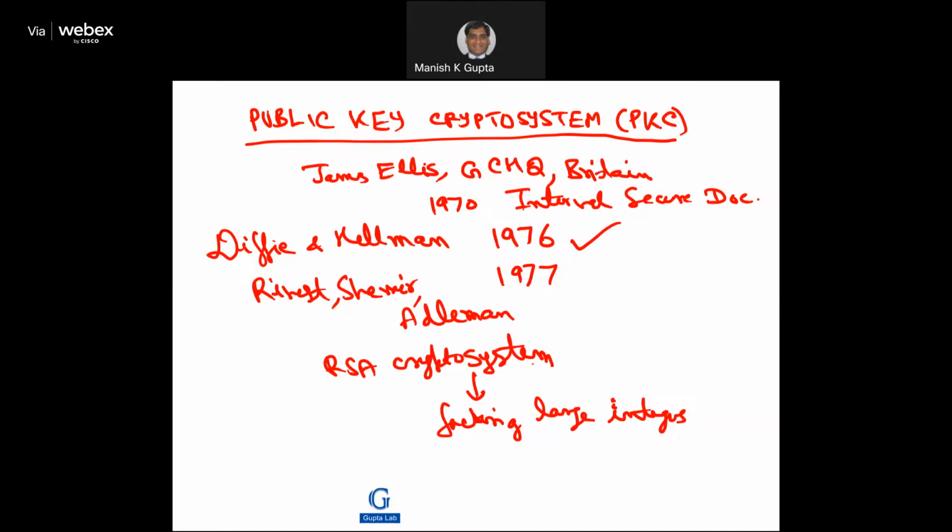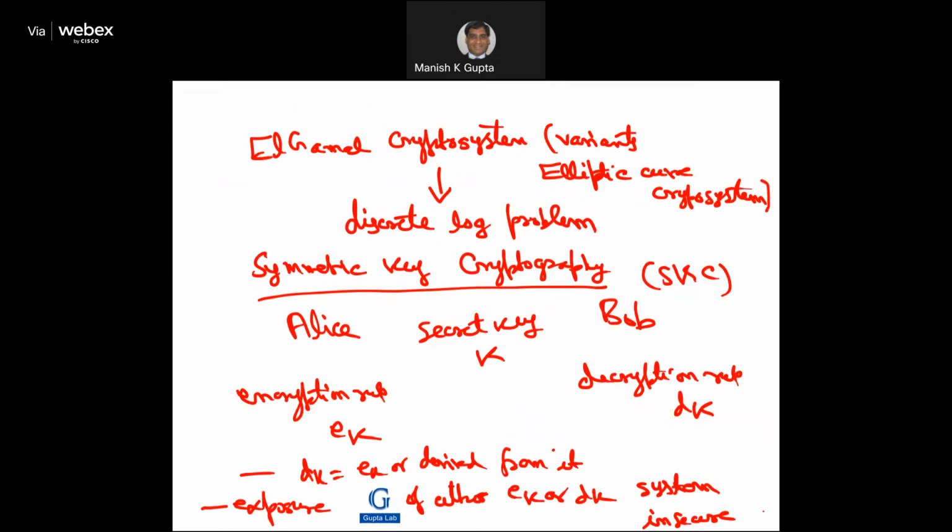So this is a little bit of history about public key crypto systems. There is another one, the ElGamal crypto system. Taher ElGamal is a famous professor who has done a lot of work. There are also variants of it, like the elliptic curve crypto system. These are based on the discrete log problem. So what is the discrete log problem?